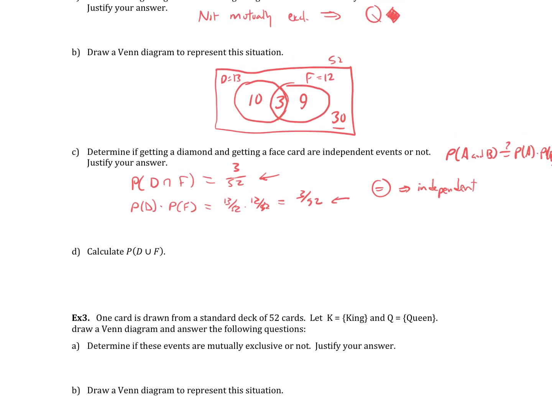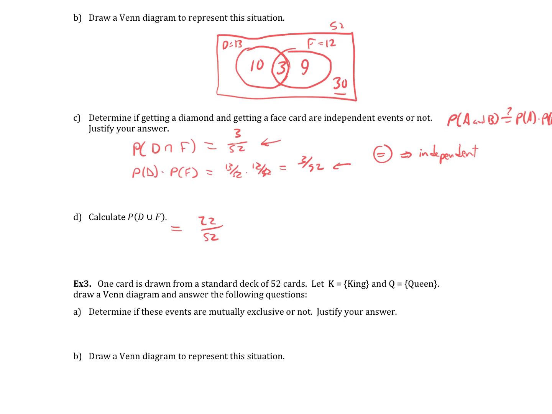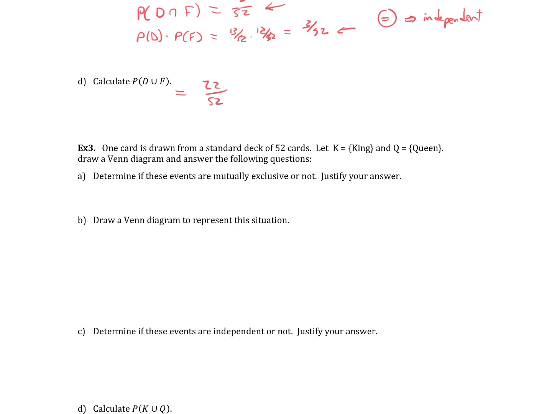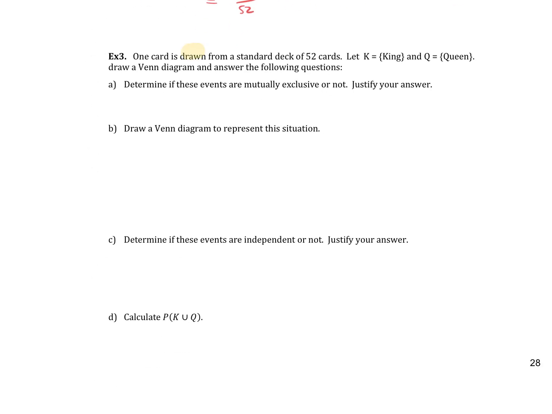Okay, and then calculate the probability of diamond or face card. Well, now that my Venn diagram's right, I can say this equals all 3 of those zones together out of 52, which I just figured out, and that was 22 out of 52. And again, no, you don't have to reduce these fractions. I think this is so similar, we can save that one for later. Oh, it has part D too. Let's just do this whole thing all the way through part D.